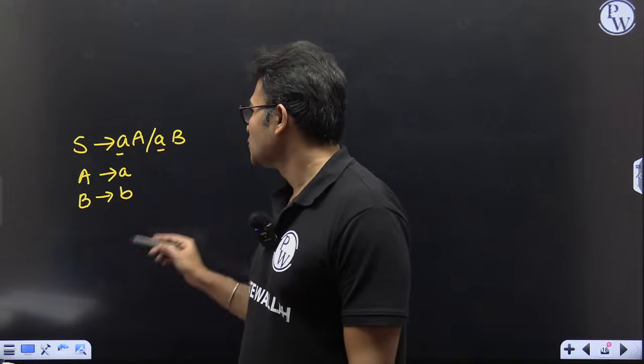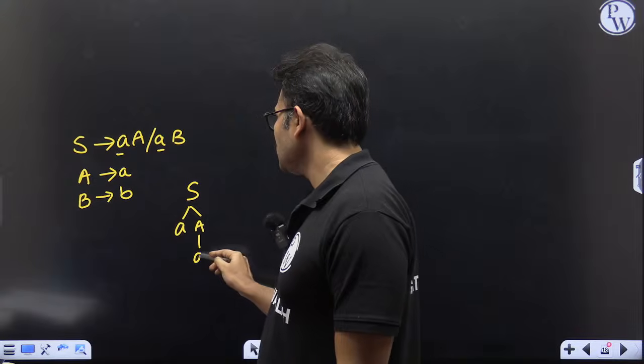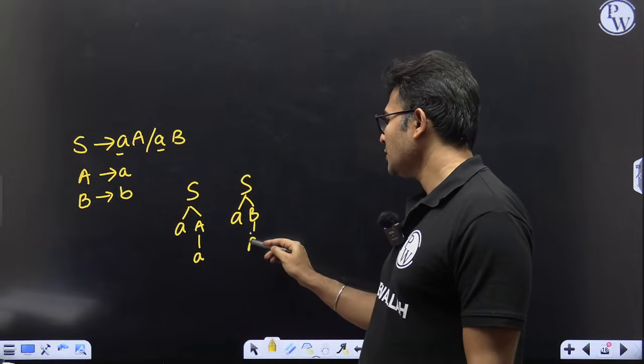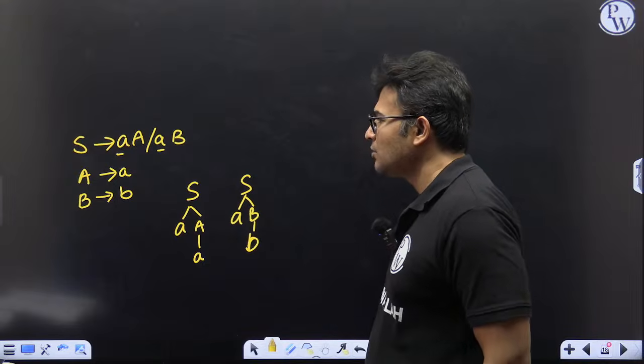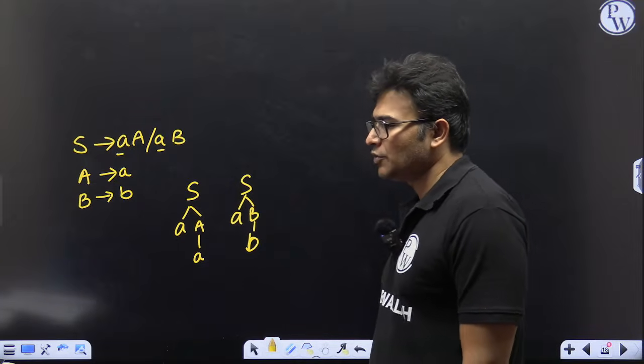Okay. So if you see this grammar, S derives AA, the language has only two strings. S derives AB, right? AA and AB, and we got a single parse tree for AB and AA. Therefore, this is unambiguous, right?